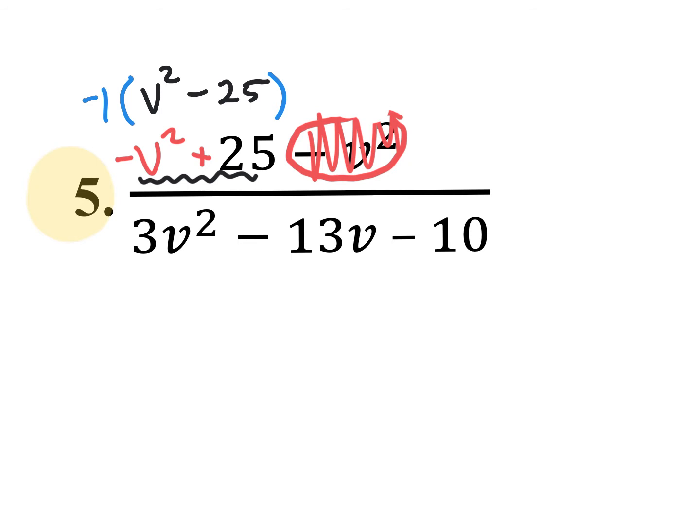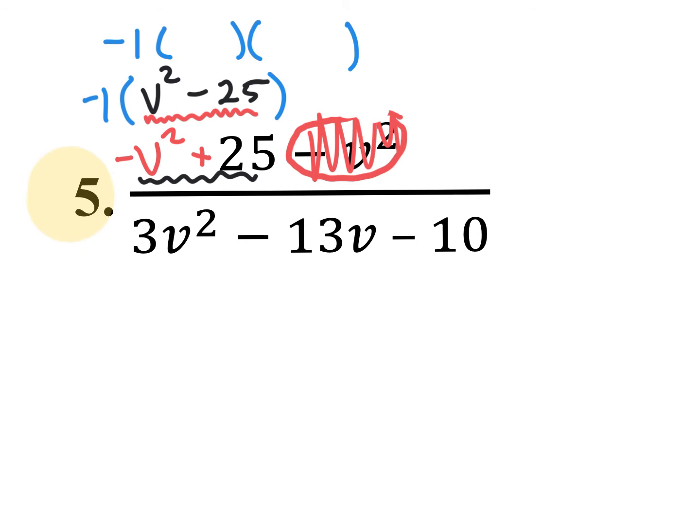Now on the inside of the parenthesis, something else is ringing a bell. That's a v squared minus 25. Technically, that's a difference of 2 squares. Let me rewrite the negative 1 up here. I could, in fact, do the square root of the v squared and the square root of the 25, and put it in my factored form answer format, v plus 5, v minus 5.